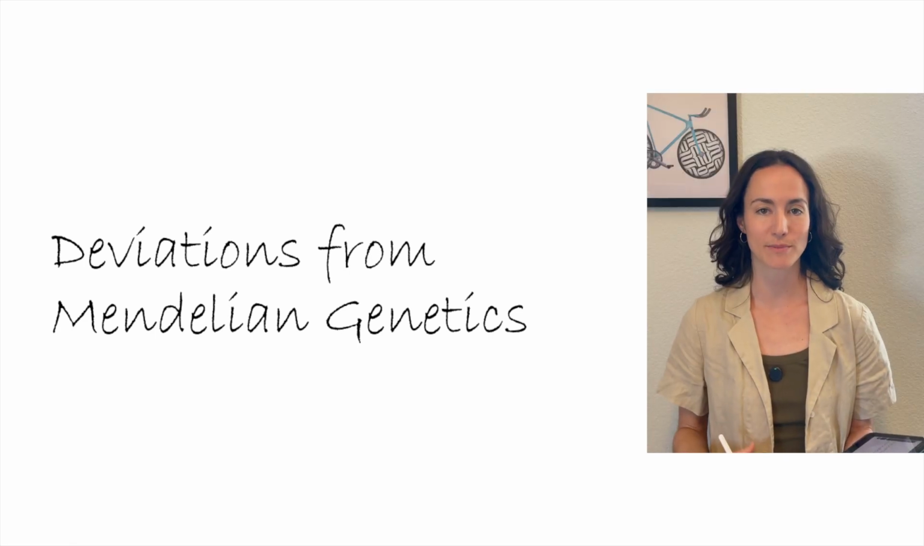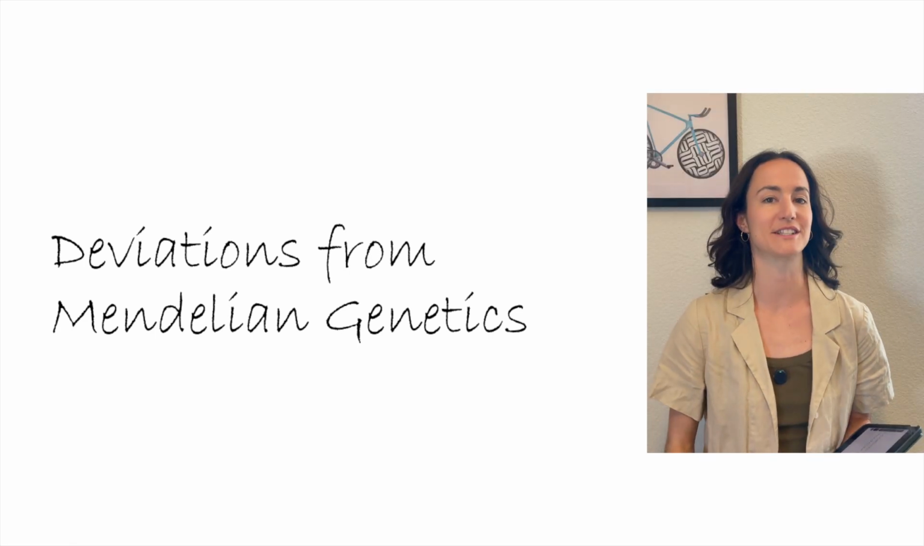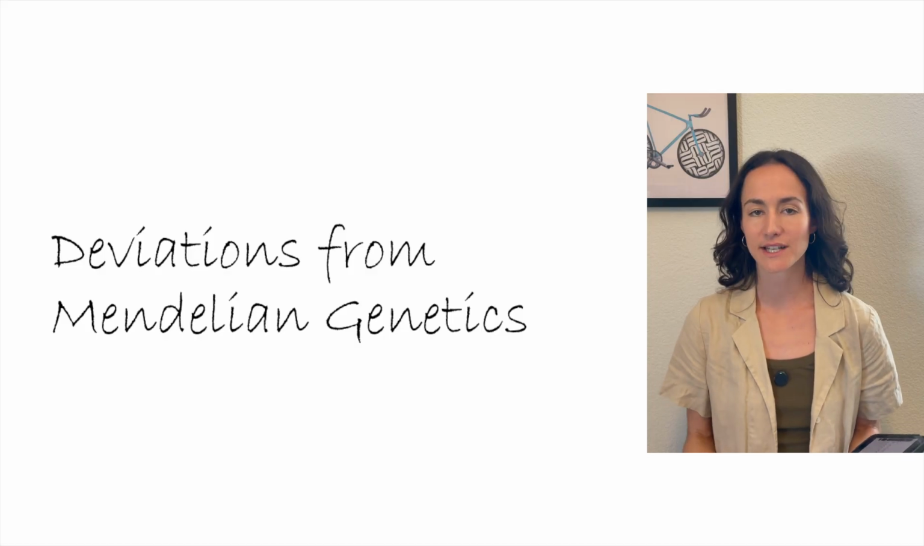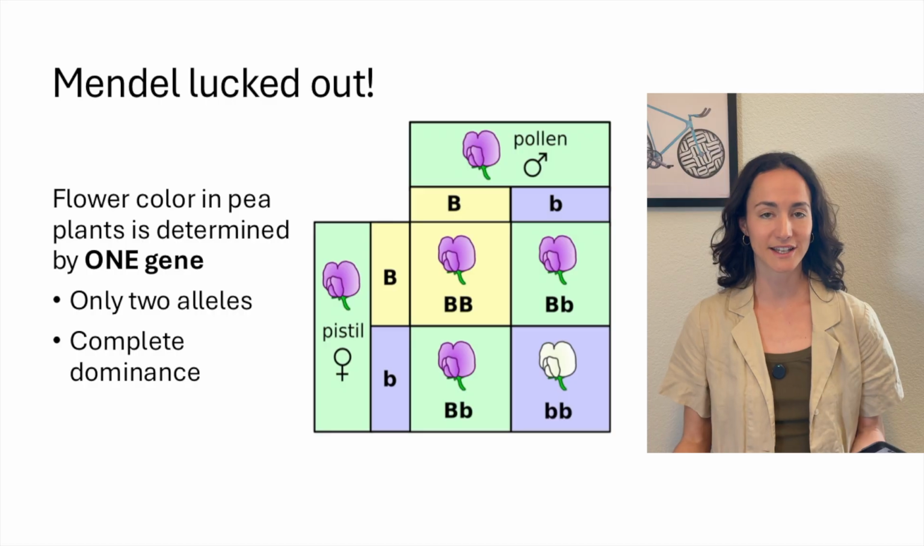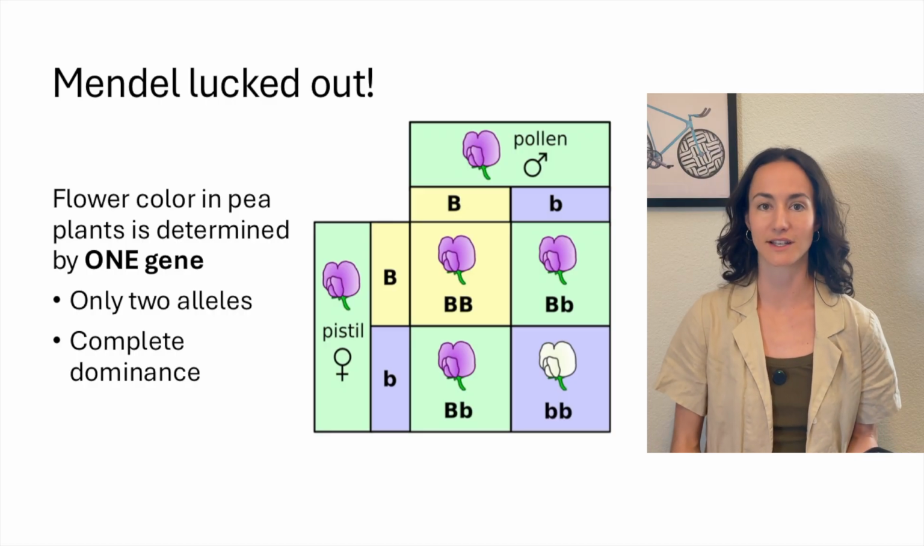At this point, you've learned about Mendelian genetics and probably have looked at some classic Punnett squares. Now let's take some time to talk about some deviations from Mendelian genetics. Because the thing is, Mendel really lucked out when he was doing all of his experiments.